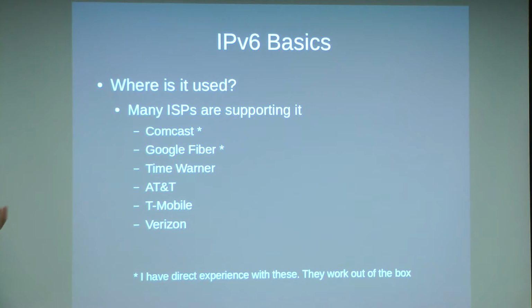So when it comes to everyday users and home use, what ISPs support it? Well, Comcast and Google Fiber have it working just out of the box. Actually with Google Fiber, you're most likely going to be using their router, and it's just going to do IPv6. You won't even notice it. Comcast, if you use their router or you use your own router that has v6 support, it's just going to work.